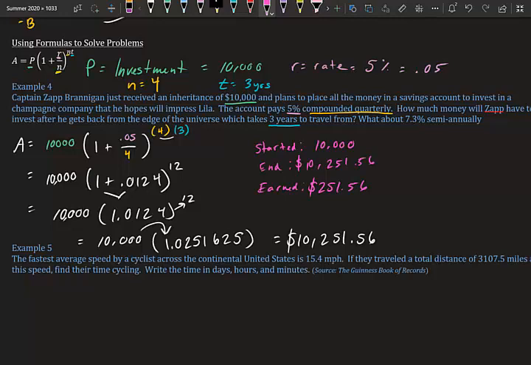All right, so that was the first part. Now we want to know, everything's the same, but what if he chose an account that was 7.3% and it was semi-annually? Because there's multiple accounts and multiple banks and multiple offers that you can kind of juggle. So what's going to be the best for you? Let's figure it out.